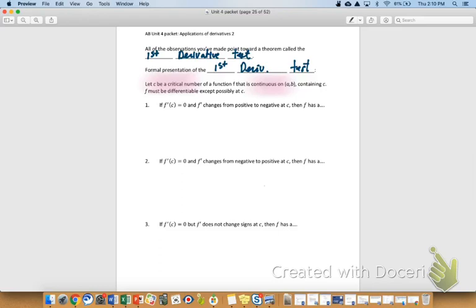So the first derivative test comes in 3 parts, kind of like those 3 parts we just did. So here it is. If f prime of c equals 0, and f prime changes from a positive to a negative at c, then f has a relative maximum.